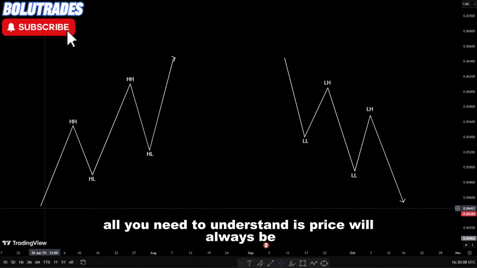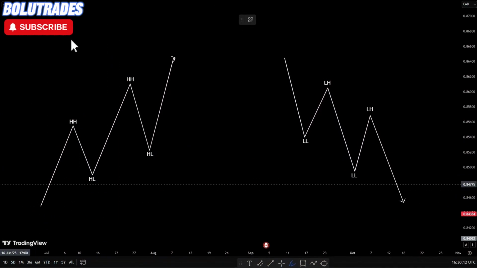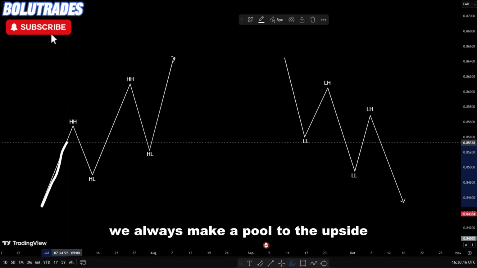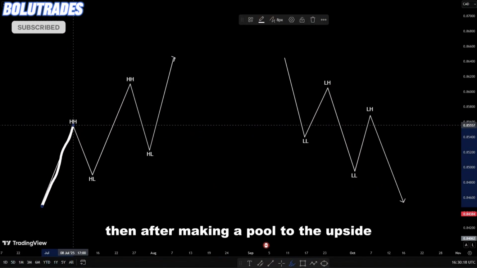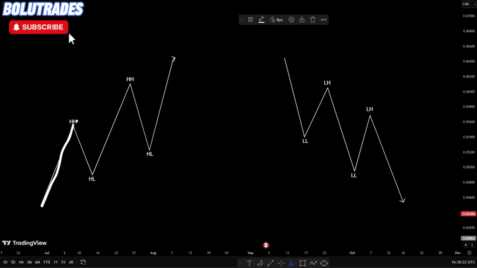Whenever you are asked what the market structure of a particular pair is, what you need to understand is price will always make a pull to the upside. Then after making a pull to the upside, it gives you a higher high. This very area right here is what we call a higher high.